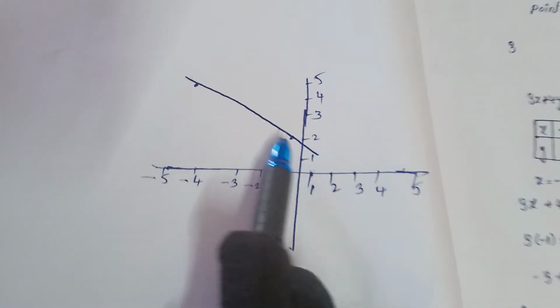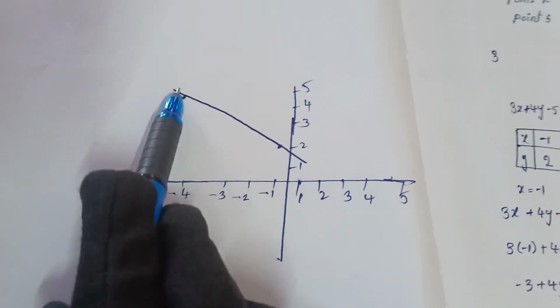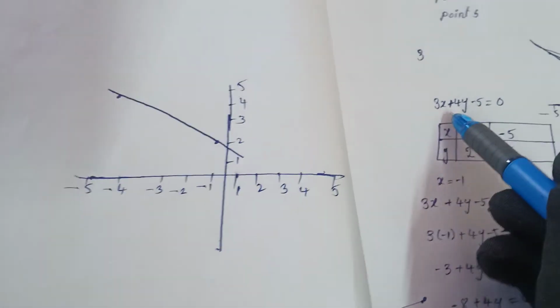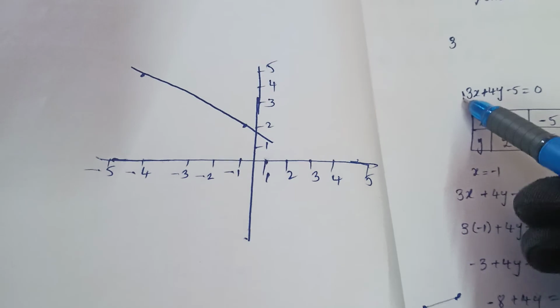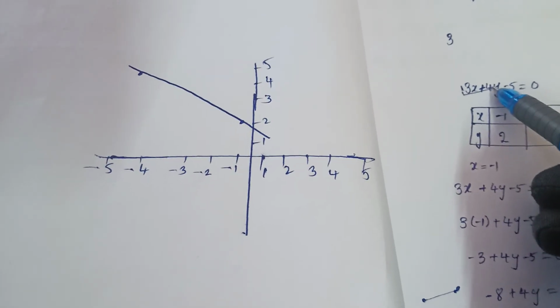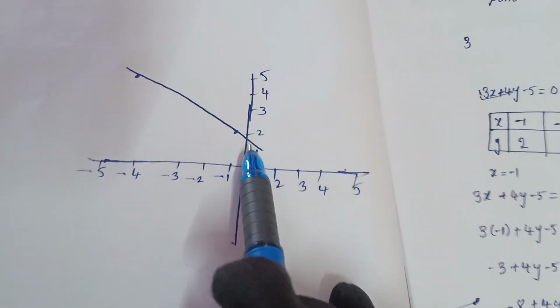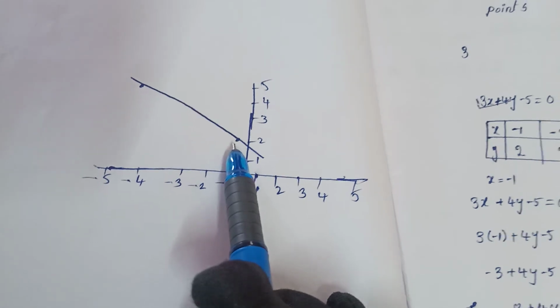Can you see this? When I join the two points, we get a straight line. So what do we conclude? Any linear equation in two variables always forms a straight line. This is the point we are discussing today.